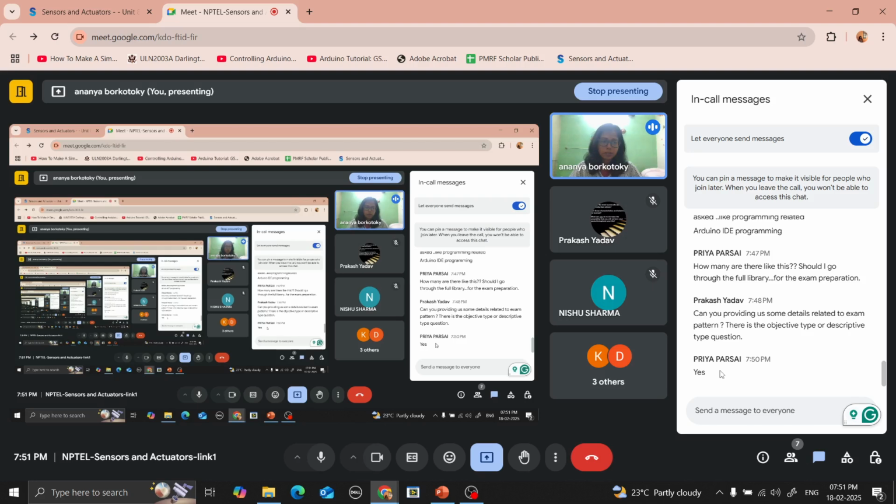Should I go through the full library? I don't think you'll be able to complete the full library, so there is no need. Just the functions that I mentioned. I cannot say those are enough, but for a basic understanding of how to interface an Arduino board with a sensor and actuator, I think these functions are useful.